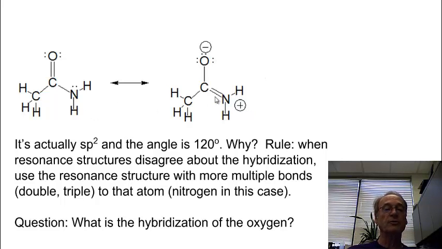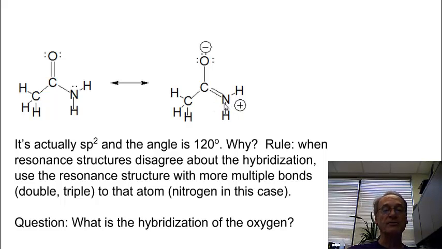So this is the one that we use to decide the angles in the molecule in the shape of the nitrogen atom. Why? Well, there's 2 reasons. First of all, we can just follow a rule. And the rule says when you have 2 or more resonance structures that give different answers for the hybridization, different answers for the electron group arrangement, for example, tetrahedral in this case, trigonal planar in this case, we go with the one that has more double bonds or more triple bonds.